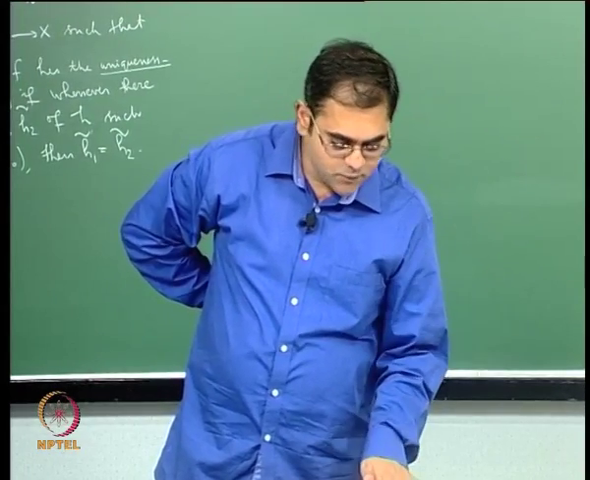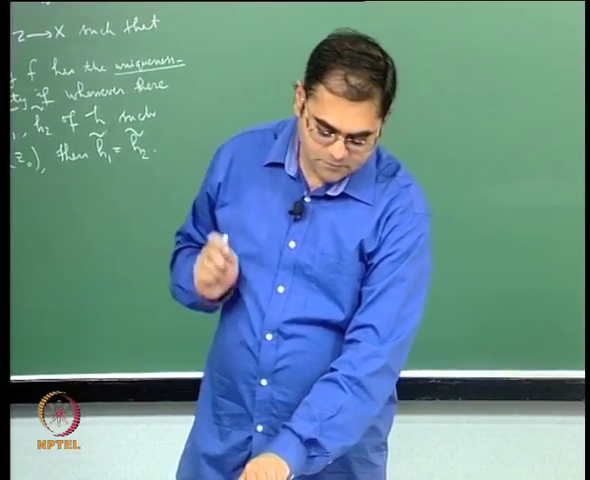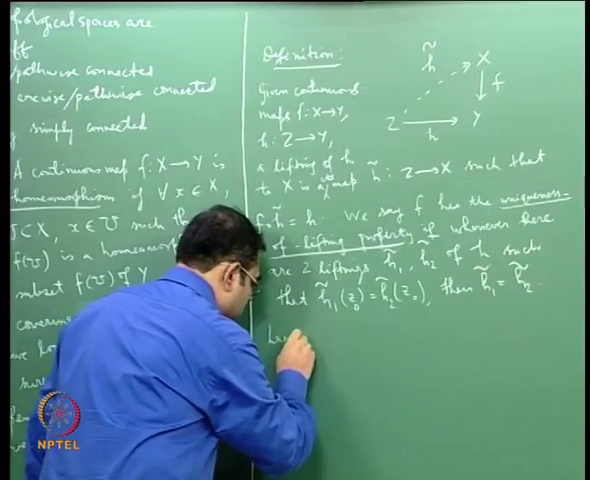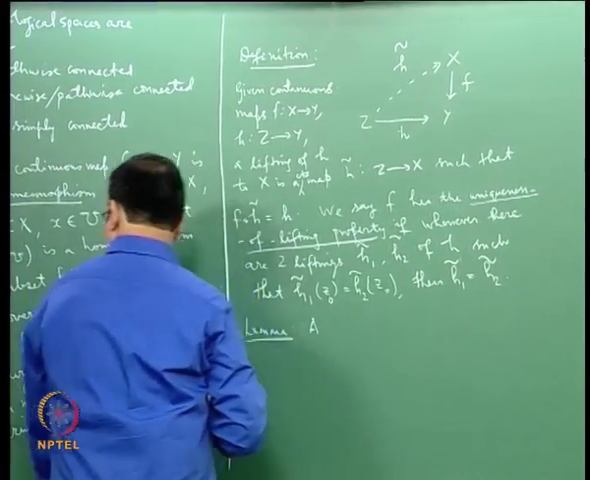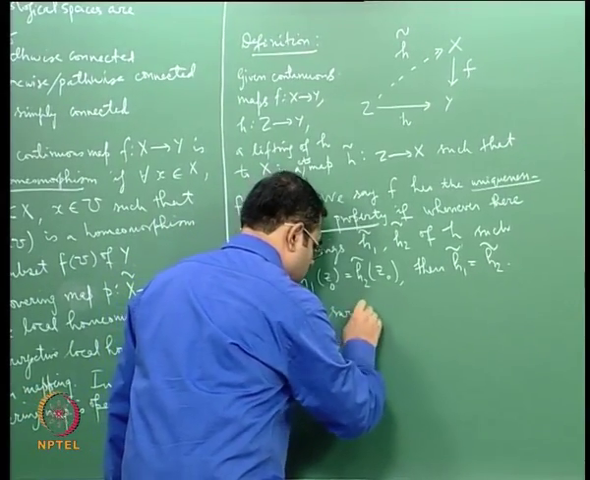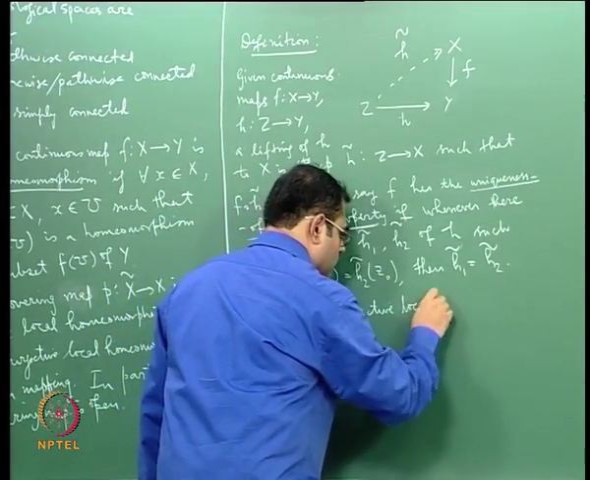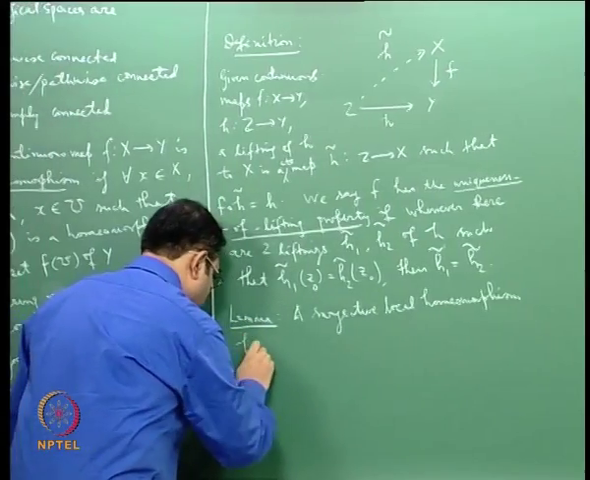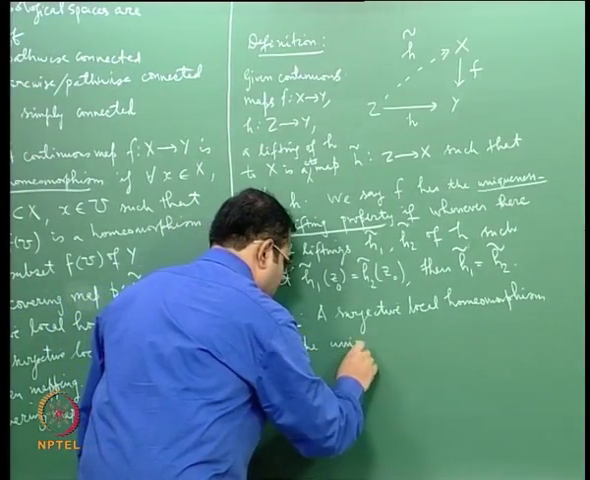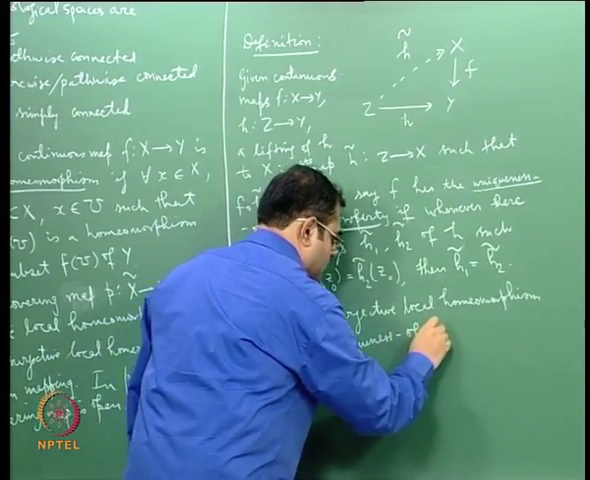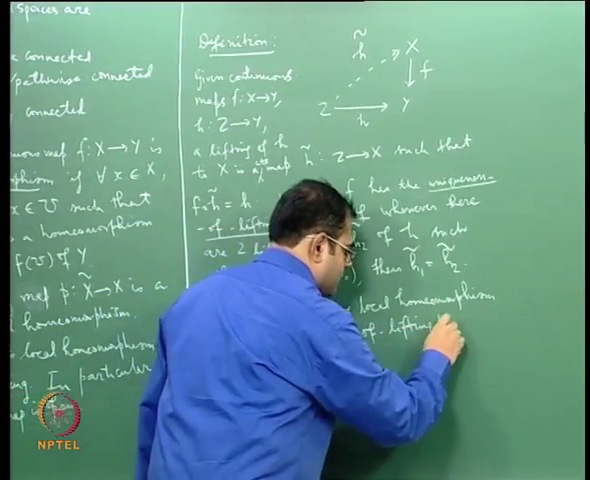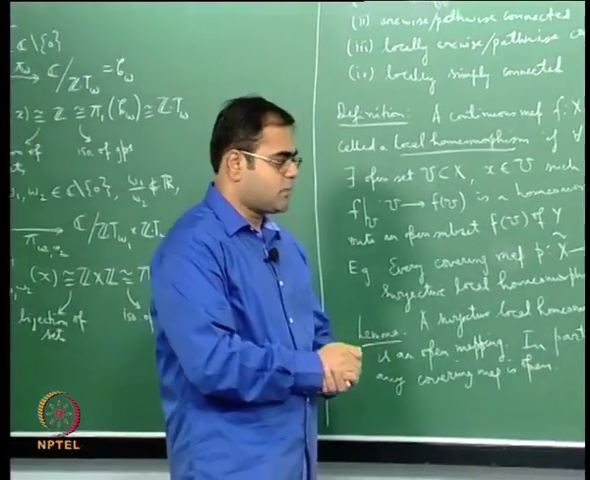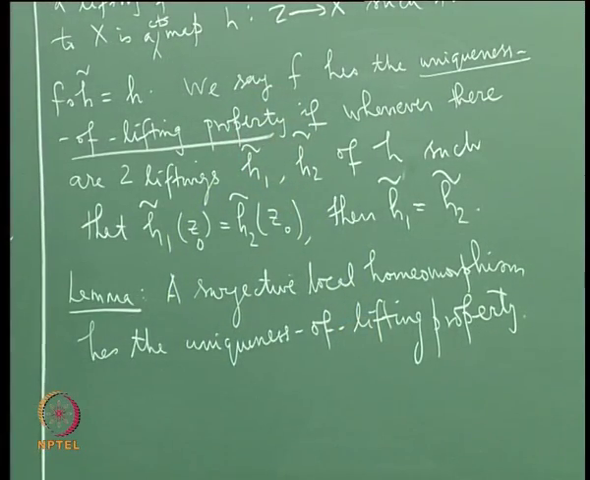Maybe if one spends a little bit more time, some of the hypotheses can be weakened, but anyway let us not worry too much about that. So let me state this lemma here. A surjective local homeomorphism has the uniqueness of lifting property. A surjective local homeomorphism has the uniqueness of lifting property.